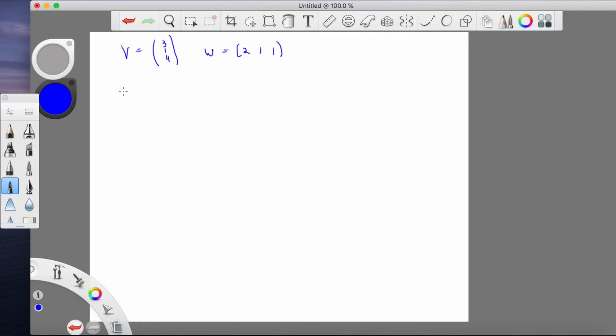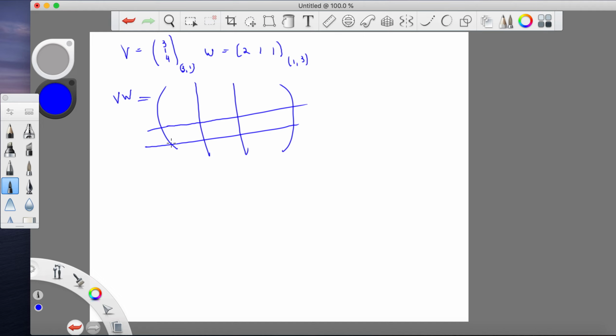Okay, so the point I'm trying to make here is that this is a 3 by 1 matrix, and this is a 1 by 3 matrix. So I want to multiply these together to get a 3 by 3 matrix. So V times W is a 3 by 3 matrix. And the thing is that the rules still apply. Okay? You just have to be careful, right? You just have to be careful.